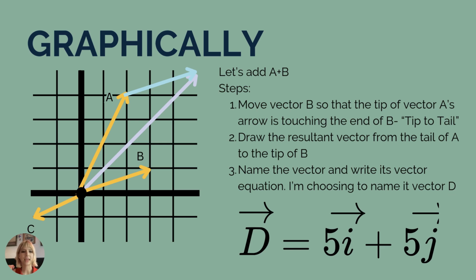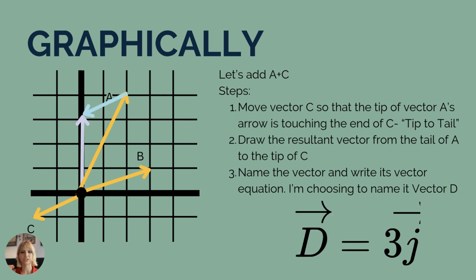Okay, graphically, this is the first way we can add vectors. If we were to add A plus B, you would move vector B so that the tip of vector A's arrow is touching the tail of B. As you can see, B just slid up over here to vector A. The tail of B is touching the tip of A. Then you draw the resultant vector from the tail of A to the tip of B. Then you can name your vector. I'm choosing to name it vector D because I have A, B, and C, and then just D. This is going to be 5 i hat because it's 5 units in the positive x direction, plus 5 j hat because it's 5 units in the positive y direction.